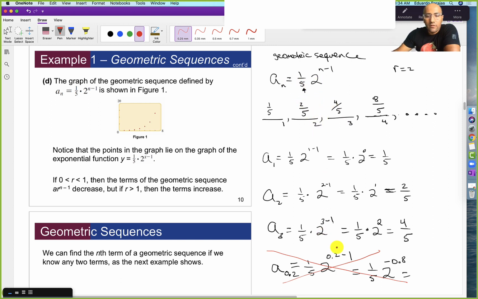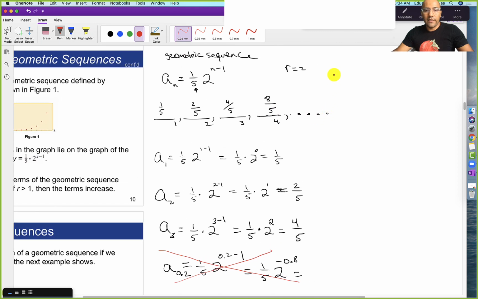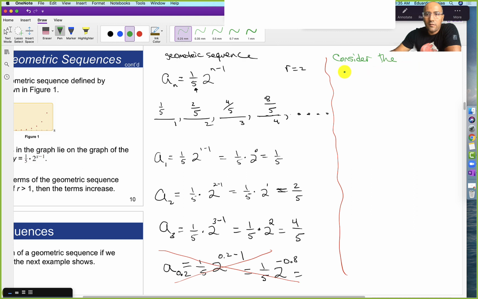Good. However, this does have an actual answer. I can plug it in and get a decimal. It just doesn't make sense in the context of this. However, if we instead think about something very closely related, which is a function that looks almost the same, consider the continuous function. Y equals 1/5 2 to the power of n minus 1, right? Or if you want to write it in a different way, we can also rewrite this as f of x equals 1/5 2 to the power of x minus 1.